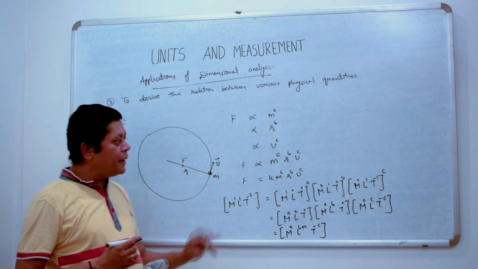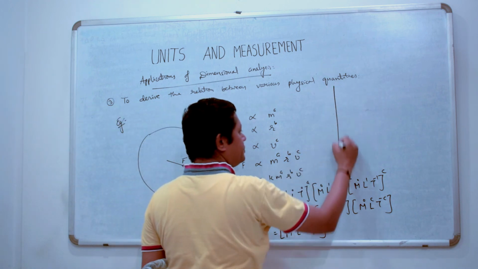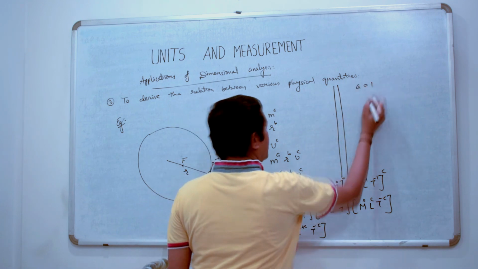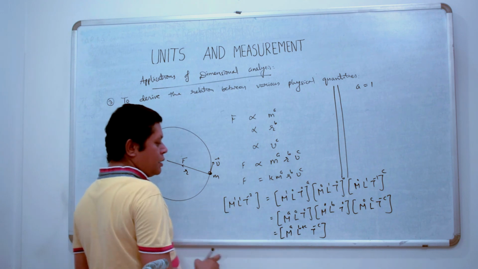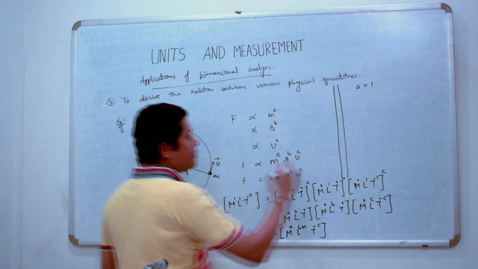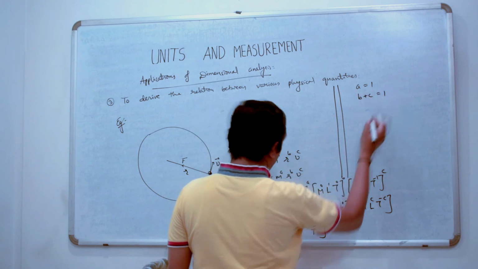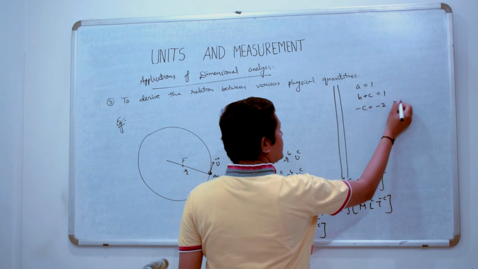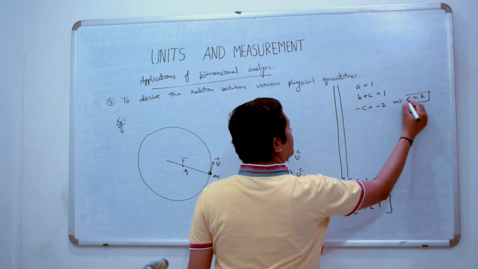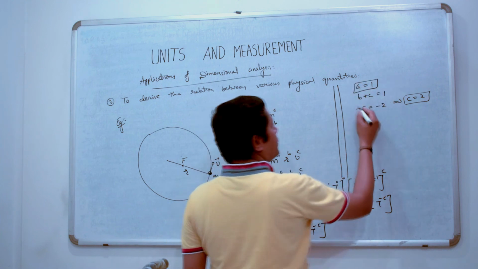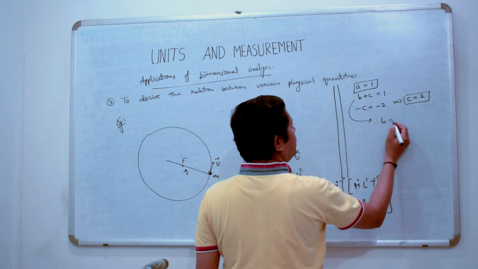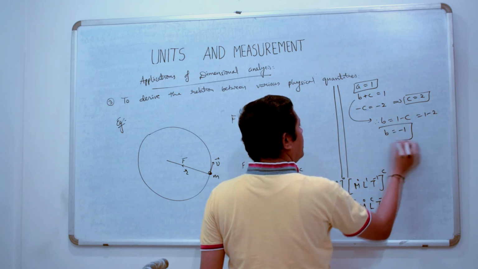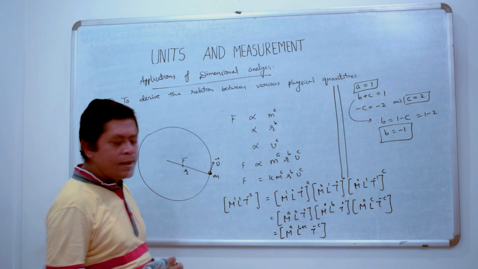Now if you compare the powers of M, L and T on both sides, M raised to a is M raised to 1, so a is equal to 1. L raised to b + c is equal to 1, so b + c = 1. And -c is equal to -2, so you get the value of c = 2. With a = 1, from this you get b = 1 - c, that is 1 - 2 = -1. This way you get the values of a, b and c.